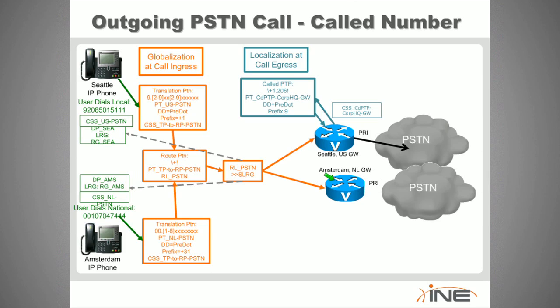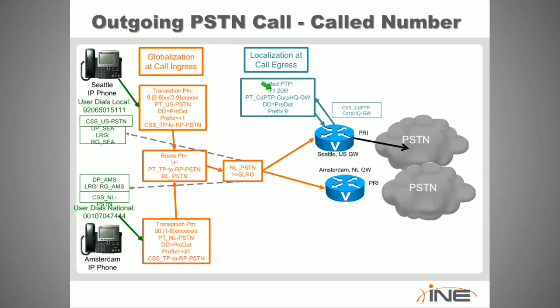Now we have +31 10 704 7444. But the carrier, at least in this case, doesn't route plus, or country code, for that matter, for something that is just a local number. Remember before, in North America, our country code is also our long distance access code.